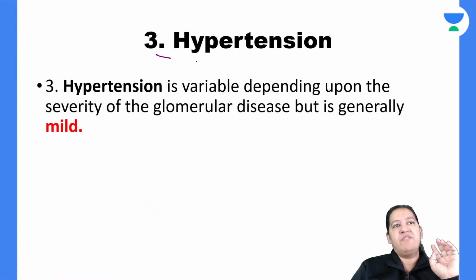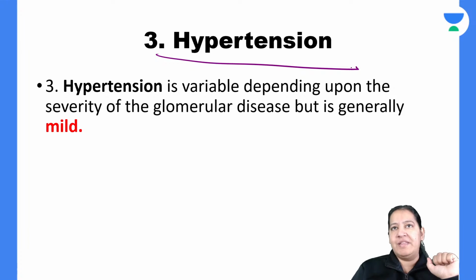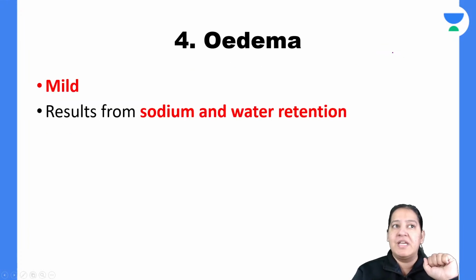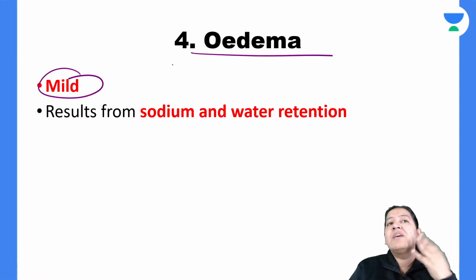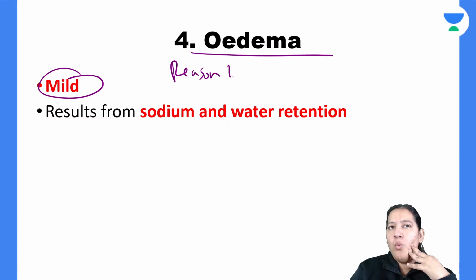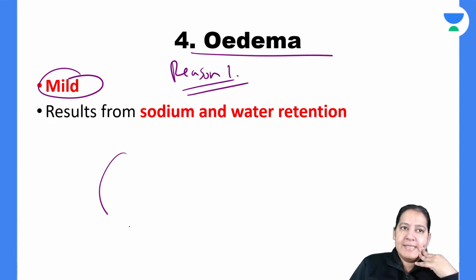The third thing, the patient will have hypertension. Patient's blood pressure will be more. If you measure the blood pressure, it will be more than 120 by 80. Patient will have edema. Again, the edema is mild. Now what is the reason for edema? Why is this patient having edema? Actually, this is kidney.